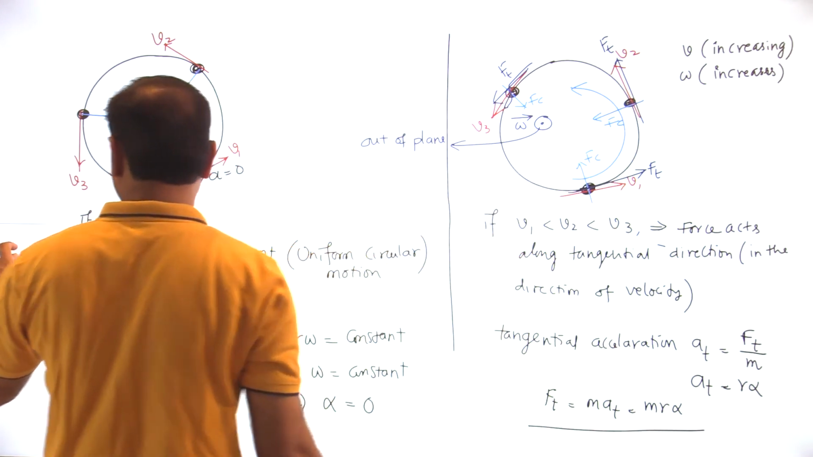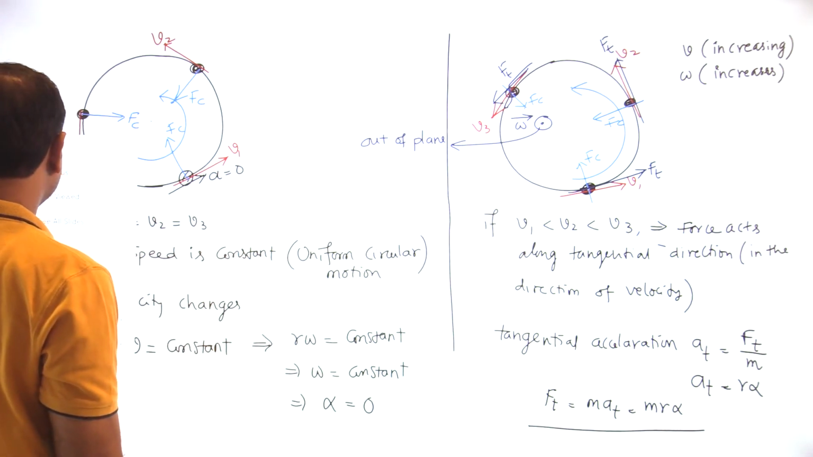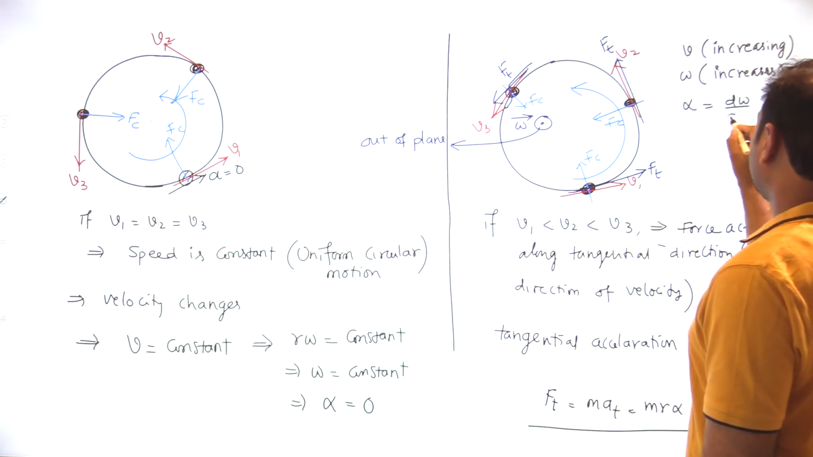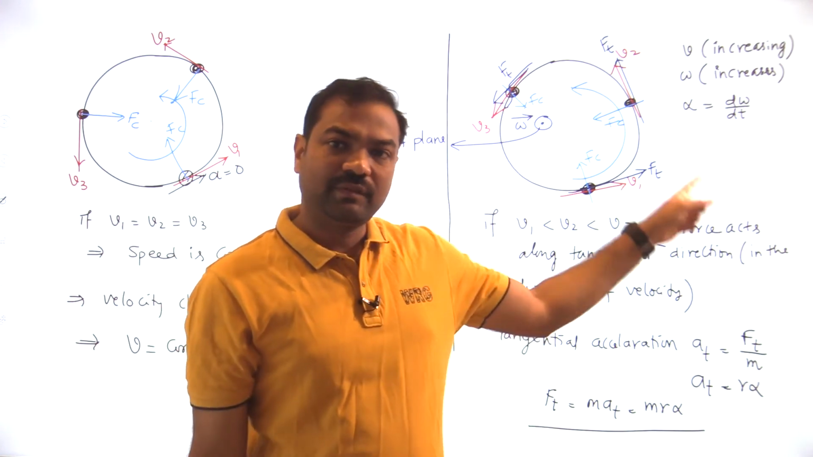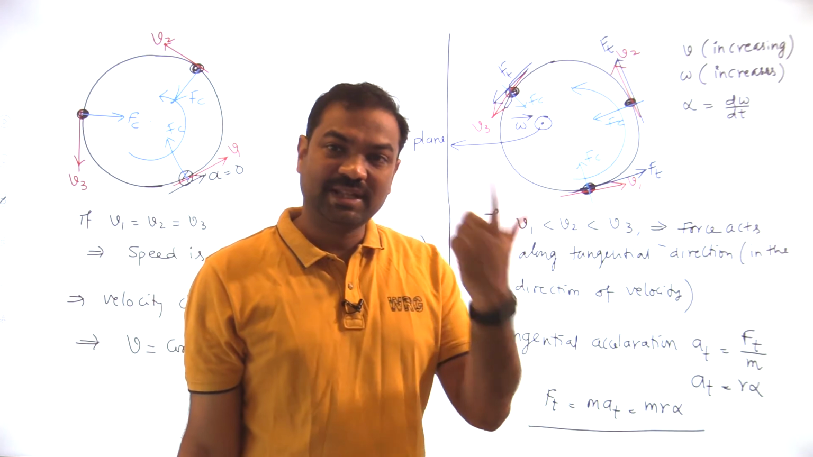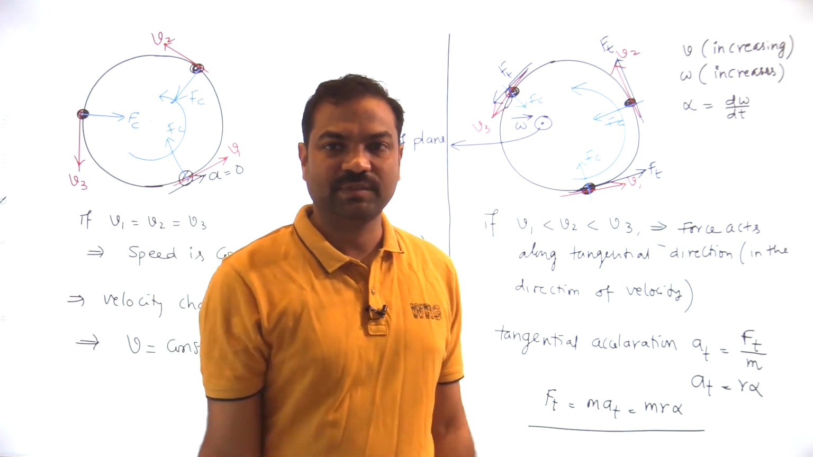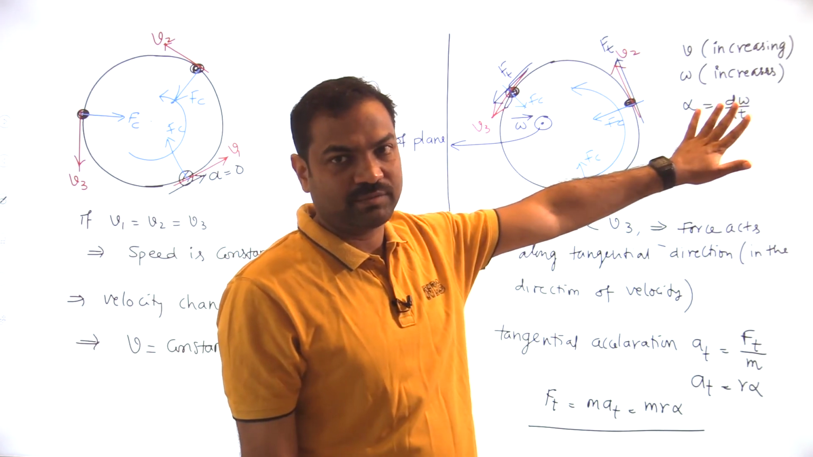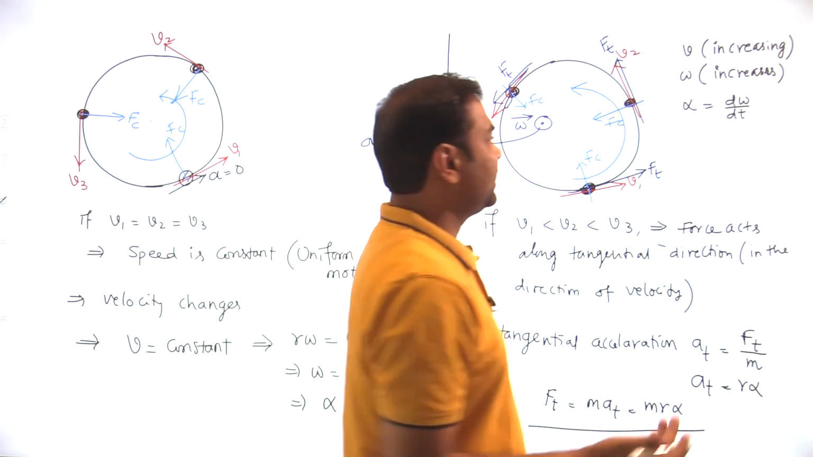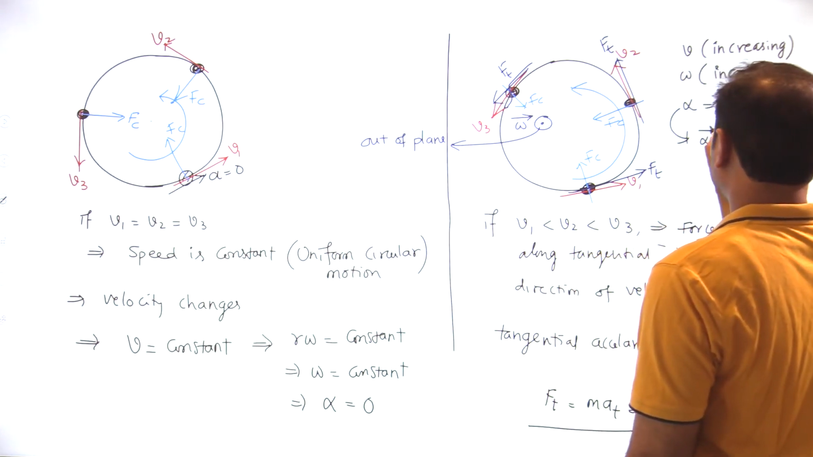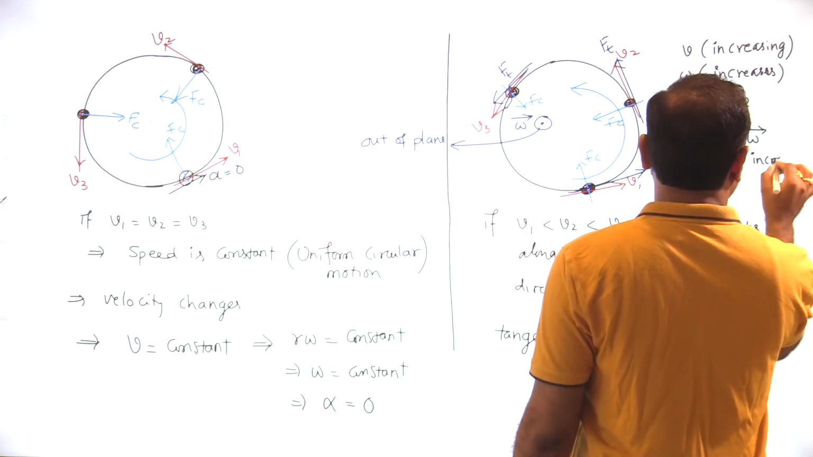Alpha is also a vector quantity, since it is angular acceleration. Alpha is d omega by dt. If omega is a linear function, omega equal to some constant into time, then alpha will be constant. If omega is something like a t square function, then alpha is increasing. According to the omega function, you will get alpha. But we cannot comment on alpha now, because we don't know the omega function. But I want to know the alpha direction. The alpha direction and omega direction will both be the same when omega increases.